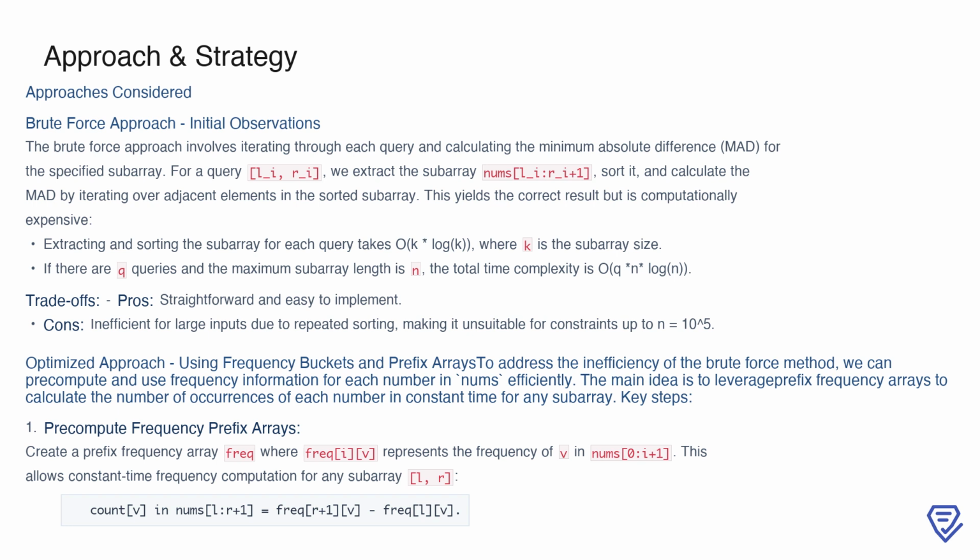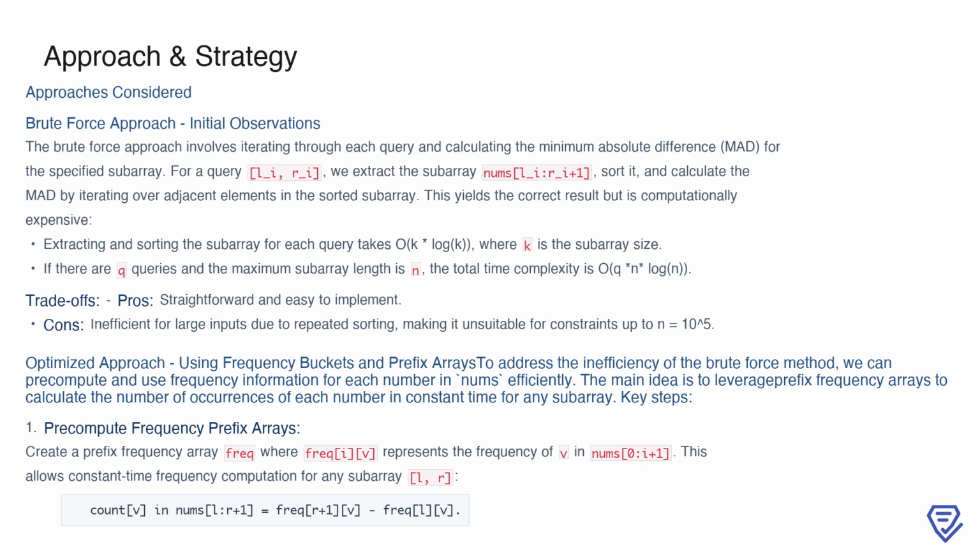Extracting and sorting the subarray takes O(k log k), where k is the size of the subarray. When repeated for multiple queries, the total time complexity grows to O(q * n log n), where n is the maximum subarray length and q is the number of queries. This makes the brute force approach infeasible for large inputs, especially when n can go up to 100,000. The main drawback here is the repeated sorting, which is redundant and inefficient. On the other hand, it is easy to implement, making it a good starting point for understanding the problem.